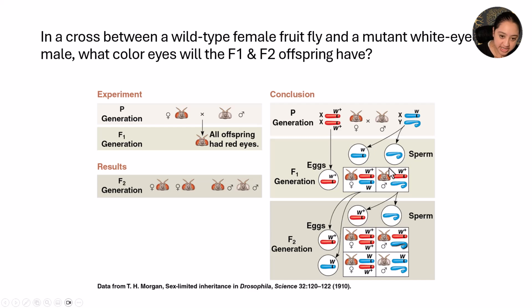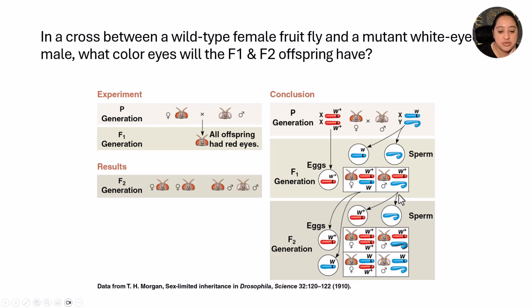And then in the other case, if it happens to be a sperm with a Y chromosome meeting with an egg with the X chromosome, then this male has 1 X and 1 Y chromosome. And this gene is only carried on the X chromosome. So here on this X, it's wild type. And so these males happen to have red eyes because there's no white allele, right? So if you take one of these and cross it with one of these, then what happens in the F2 generation?